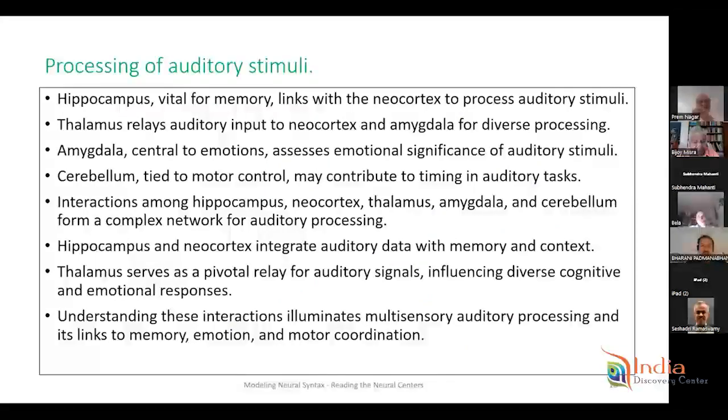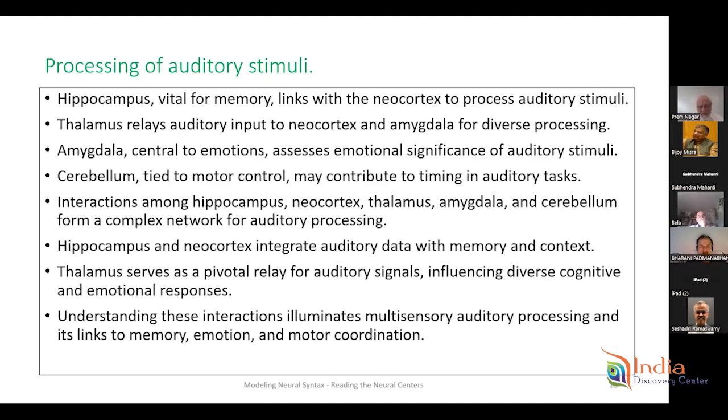Now, let's get to the details of some of these aspects. The hippocampus plays a vital role in memory and links with the neocortex to process the auditory signals. The thalamus relays auditory input to the neocortex and amygdala for diverse processing. The amygdala, which is central to the emotions, assesses the emotional significance of the auditory stimuli. The cerebellum, tied to motor control, contributes to the timing in auditory tasks.